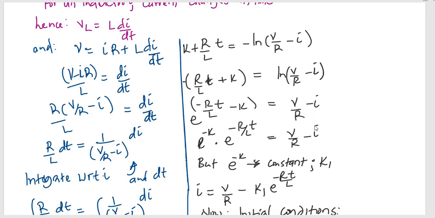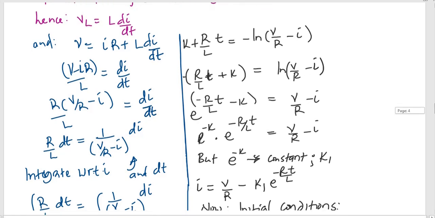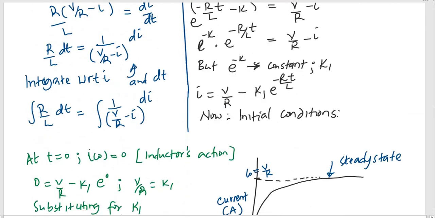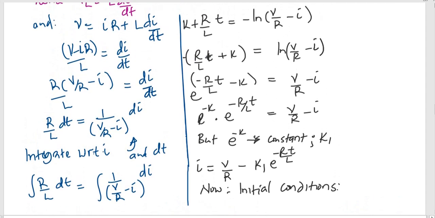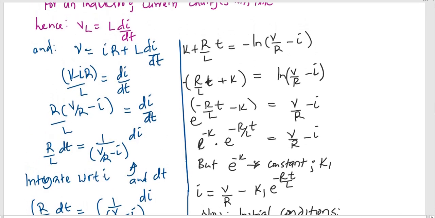It means we shall have the integral of R over L with respect to time, and the integral of 1 over (V over R minus I) with respect to I, which is current. What does this give us? If we integrate that, we shall introduce a constant of integration this side, so it becomes K plus R over L times t equaling negative natural logarithm of (V over R minus I).